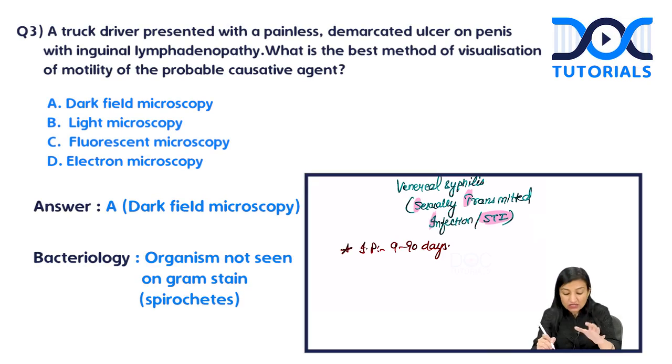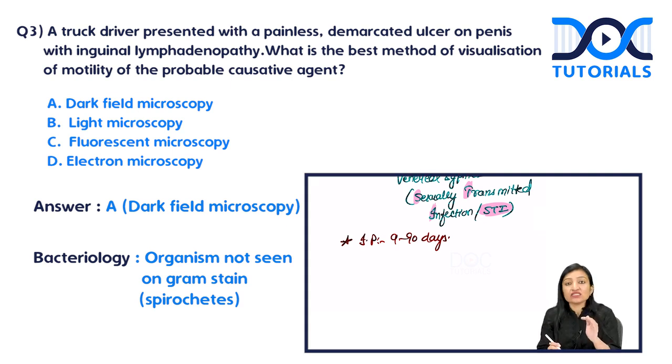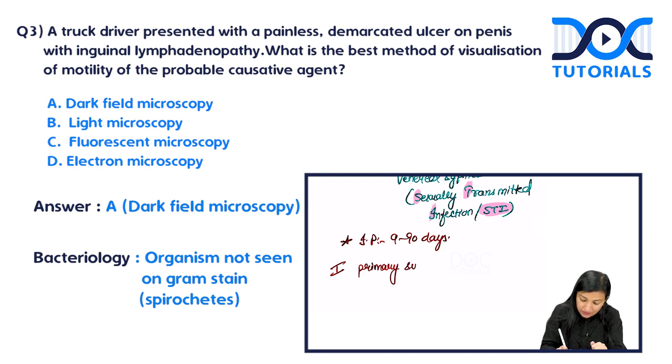After sexual intercourse, there is an incubation period which ranges between 9 to 90 days, after which a patient develops syphilis. If we look at the natural history of disease in untreated cases, we are going to see that the patient will go through certain stages of syphilis, of which the very first stage is known as primary syphilis.